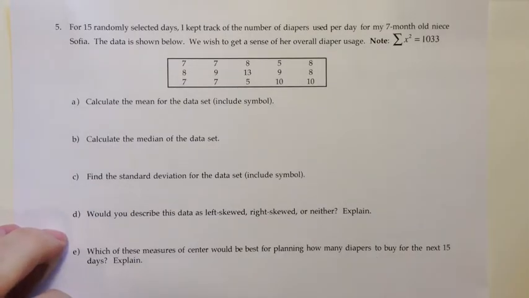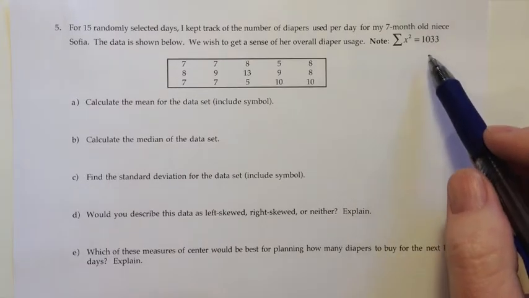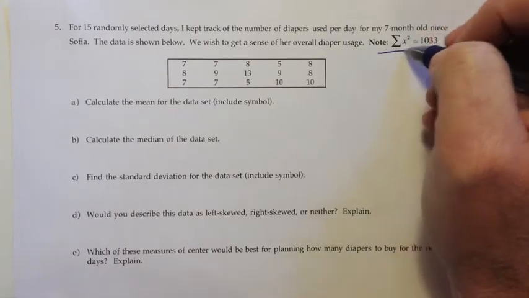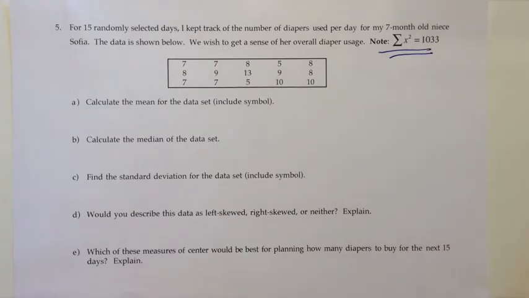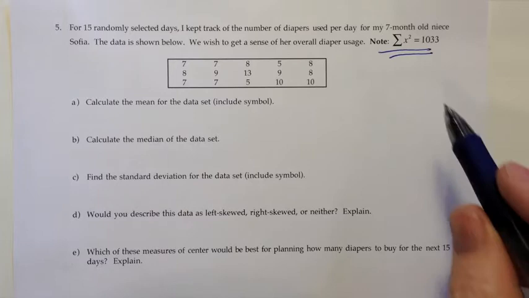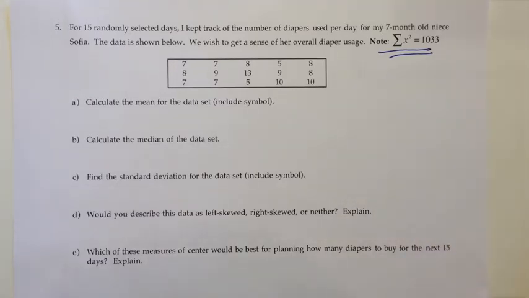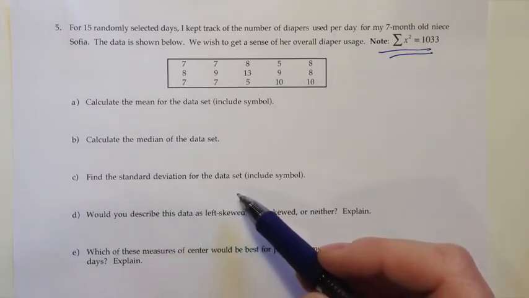For 15 randomly selected days, I kept track of the number of diapers used per day for my 7-month-old niece Sophia. The data is shown below. We wish to get a sense of her overall diaper usage, and they give us the sum of the x squareds for this data set. Just a quick comment, whenever you see that given, you should expect that you're going to go ahead and use your calculator to do a lot of the work here because that number is only given to verify data entry on the calculator. So calculate the mean of the data set. Notice down here, calculate the standard deviation of the data set.